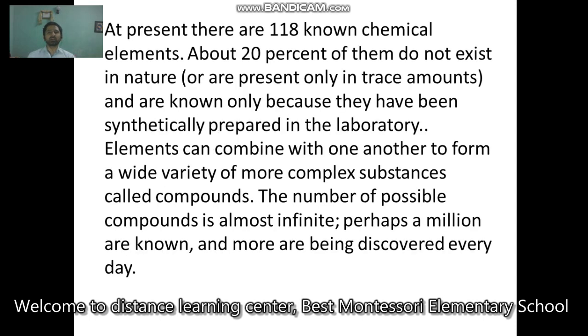Till now, there are 118 chemical elements known, and this is the data of 2019. Among these 118 elements, about 20% do not exist in nature. Some of them are found in trace amounts, that means only a very little amount, and some of them are chemically synthesized in the laboratory.